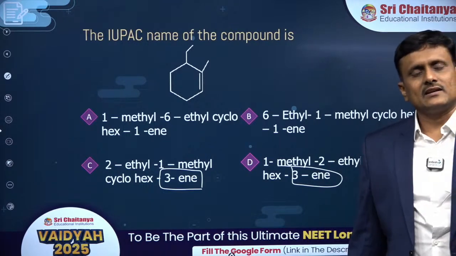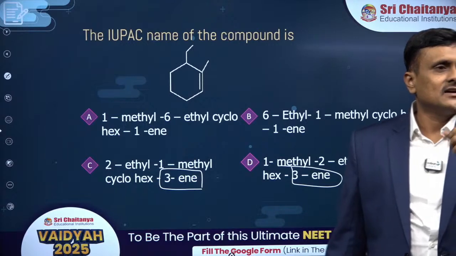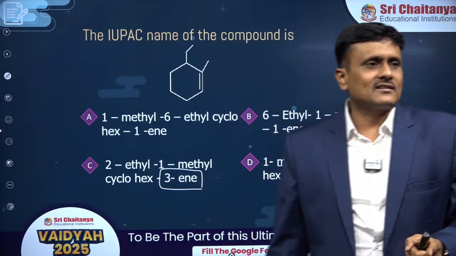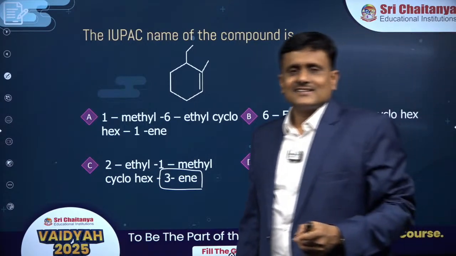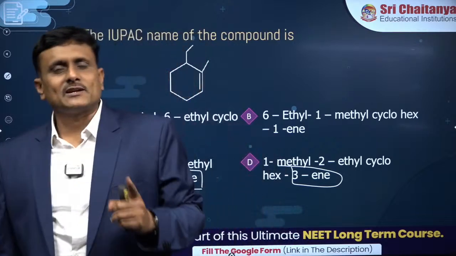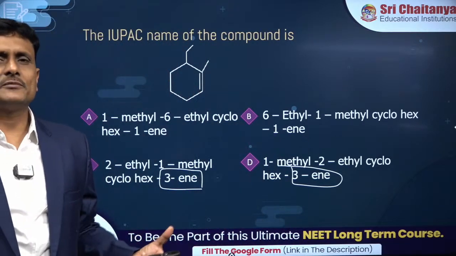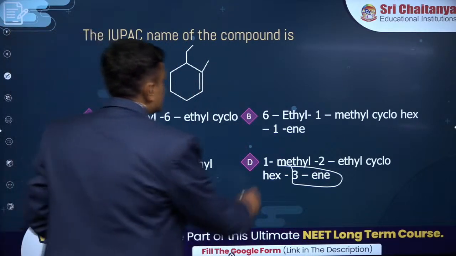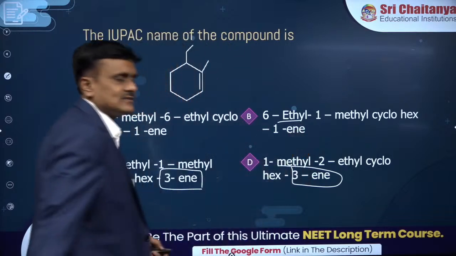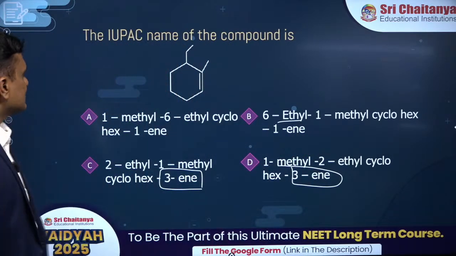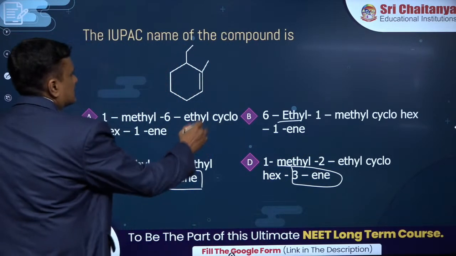When there is a tie between the numbers, you must take the alphabetical order into consideration, isn't it? And what comes first? Obviously, E comes first. So, what should be the right answer, buddies? Alright, so when you number it, it goes like this.